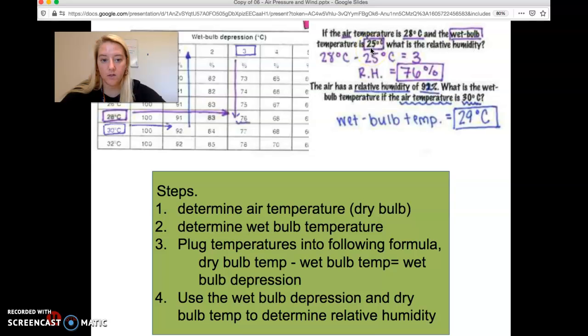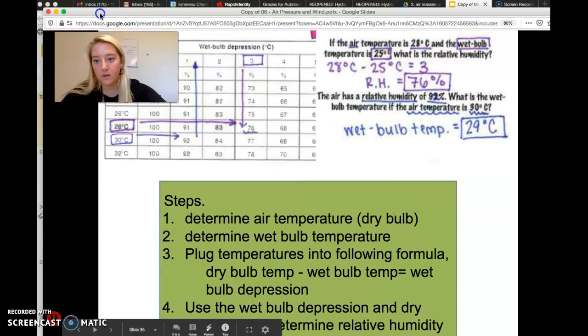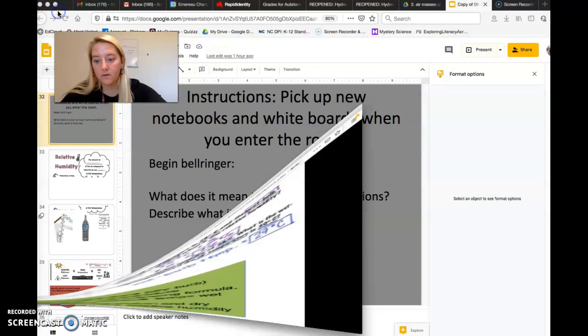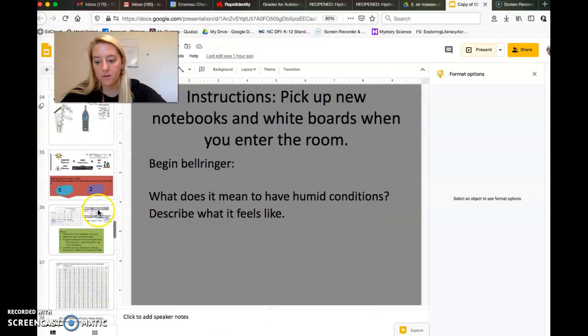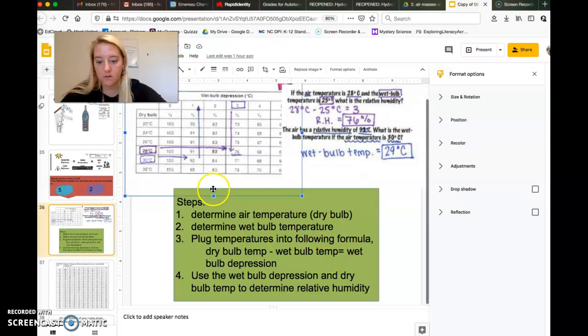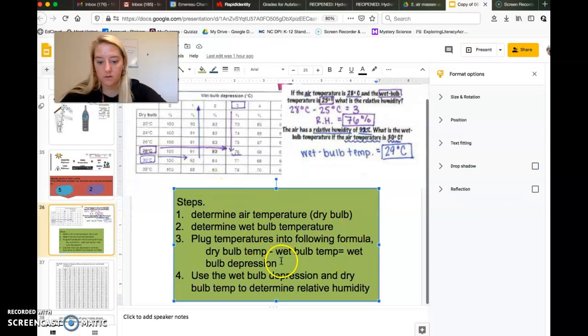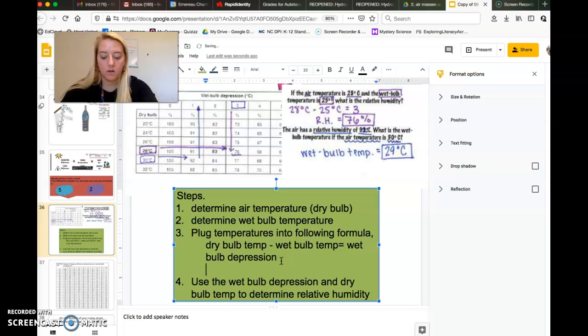So I am going to take 28 degrees. Maybe let's do it like this so you can see some math here. I would take my 28 degrees, which is my dry bulb temperature, minus my 25 degrees, and that is going to give us a wet bulb depression of 3.